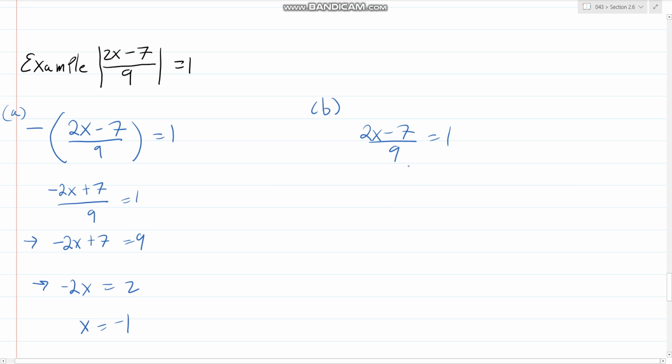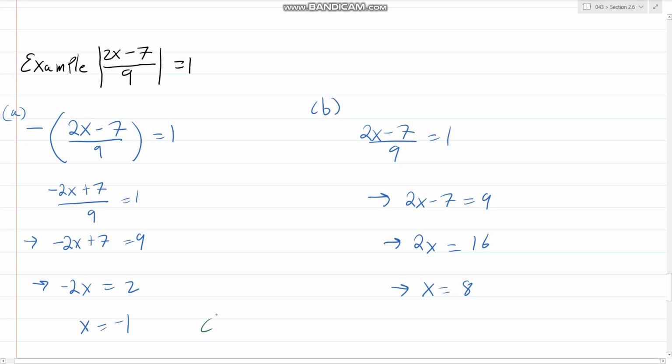In case B, what if it was positive? Then I multiply both sides by 9, so I get 2x minus 7 equals 9. And I can add 7 to both sides, so I get 2x equals 16. I can divide both sides by 2, x equals 8. Okay, so I want to check both of these answers and see if they actually work.